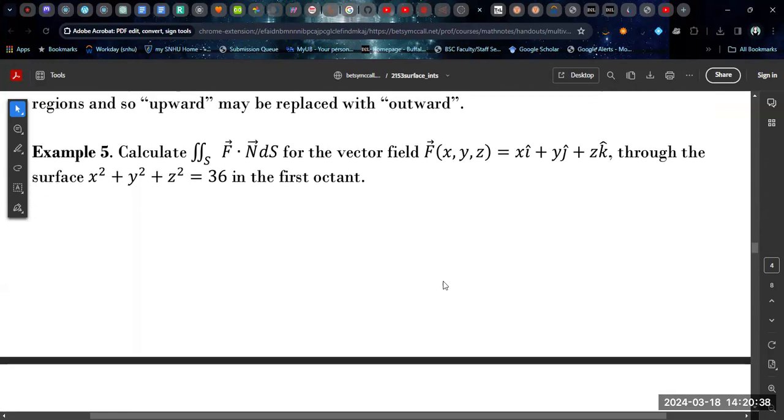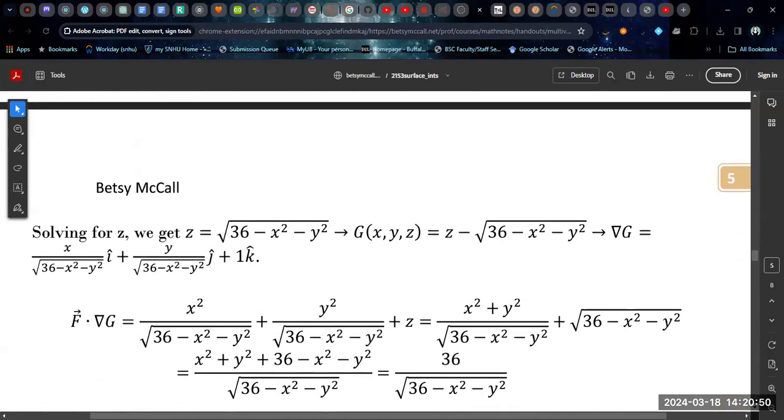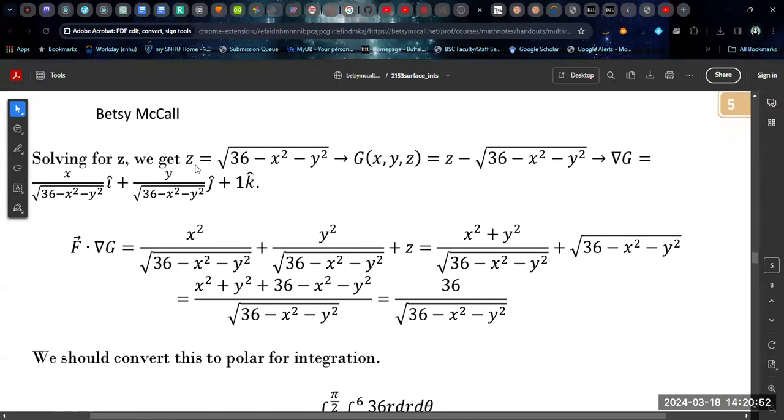So here's our example. We're going to calculate this for the vector field given by this expression through the surface of the sphere in the first octant. So we're going to have to solve for z in order to get our g function. And then when we calculate our gradient for g, again, this isn't nice looking, but this is what we have to do to get the answer right.